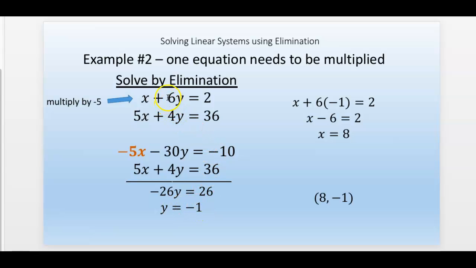Then I plugged it back into this first equation. x plus 6y. Well, we know y is negative 1, equals 2. Solve for x, I get 8. So our answer is 8, negative 1.